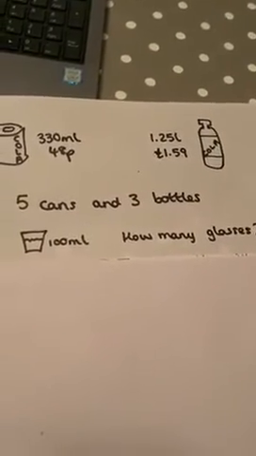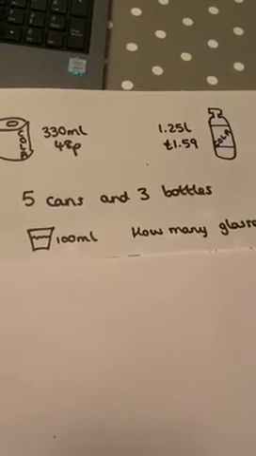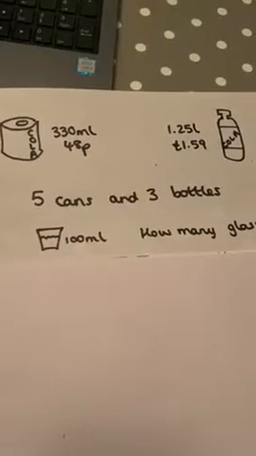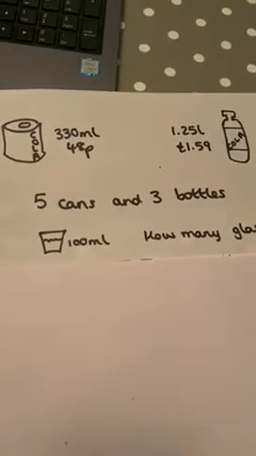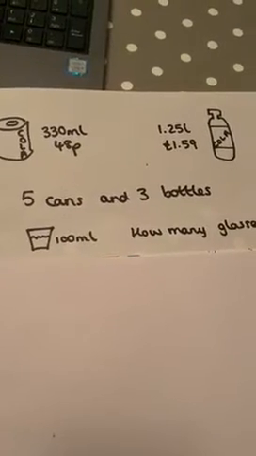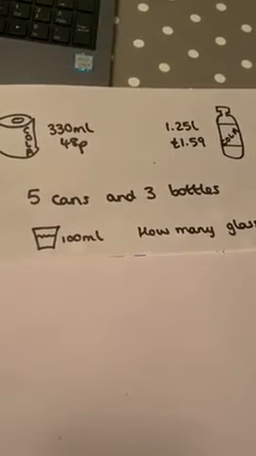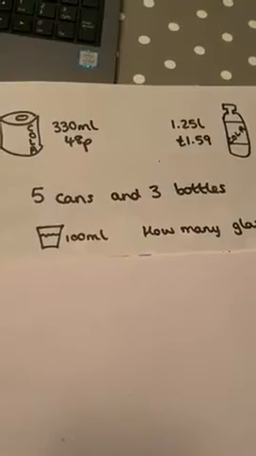So what we're going to need to do first is work out how much is in 5 cans and how much is in 3 bottles. Pause this video and have a see if you can work out on your piece of paper how you're going to work this out.